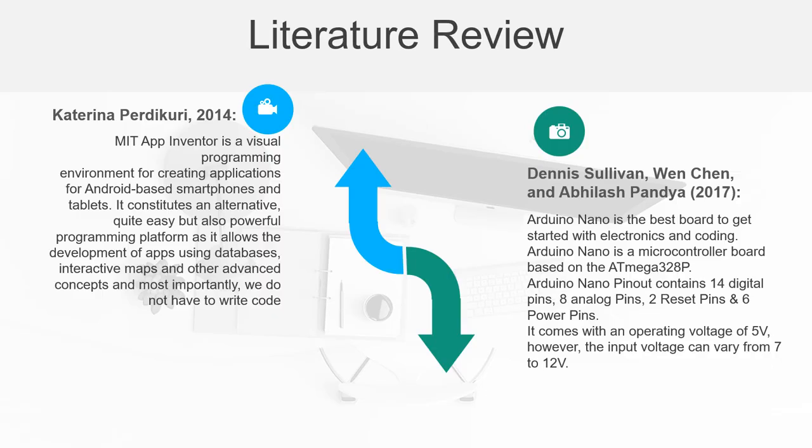And one more important part of the project is Arduino Nano. According to Dennis Sullivan, Wen Chen, and Abhilash Pandya 2017, Arduino Nano is the best board to get started with electronics and coding. Arduino Nano is a microcontroller board based on the ATmega328P. Arduino Nano pinout contains 14 digital pins, 8 analog pins, 2 reset pins, and 6 power pins. It comes with an operating voltage of 5 volts. However, the input voltage can vary from 7 to 12 volts.